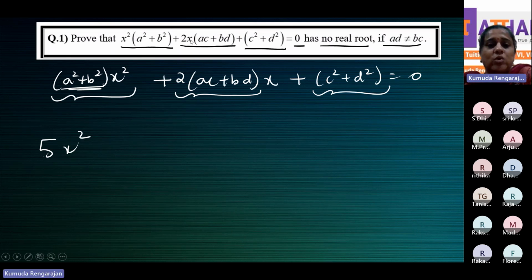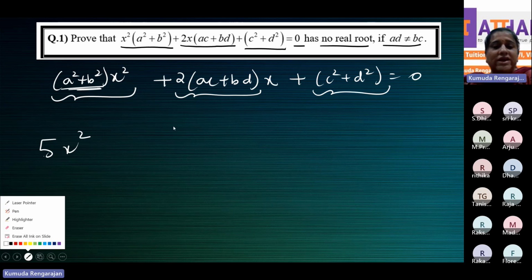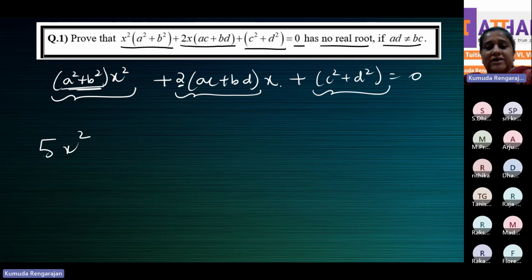And here we have 2x into ac plus bd. So we'll write it like this. You see, we still have 2x here. We have 2 here, x here, 2x, ac plus bd. So this is the x term, where the coefficient of x is this one. This is the coefficient of x.